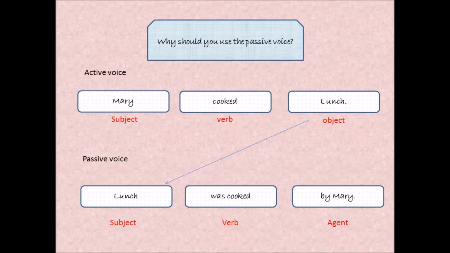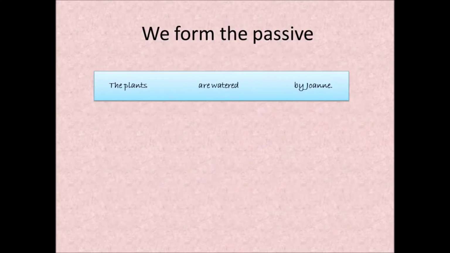So the object of the active sentence becomes the subject of the passive sentence, and the subject of the active sentence becomes the agent of the passive sentence, and the verb is formed by adding the auxiliary verb to be in past simple and the past participle of the verb cook. We form the passive with the verb to be in the appropriate tense and the past participle of the main verb.